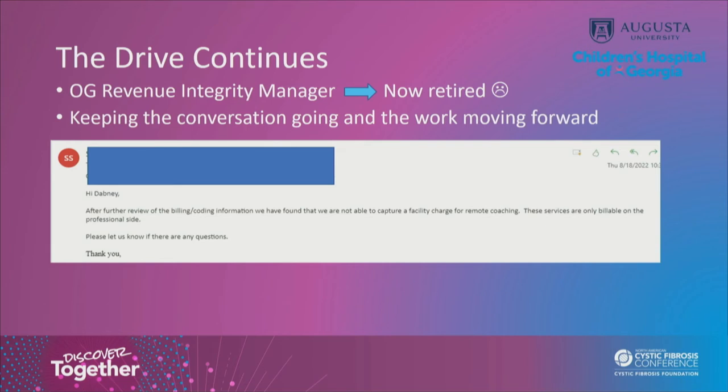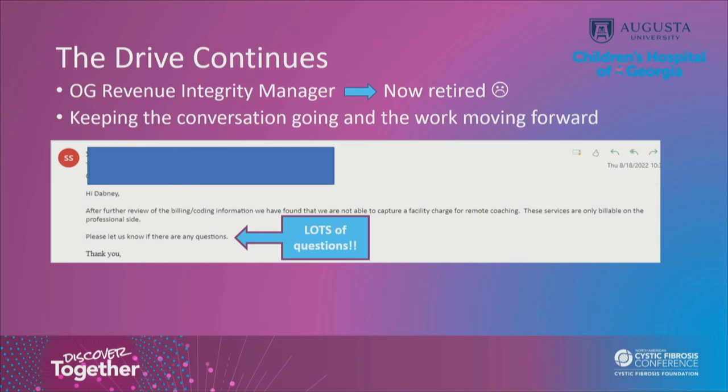In August of this year, I received an email that said, "Hi, Dabney. After further review of the billing and coding information, we have found that we are not able to capture a facility charge for remote coaching. These services are only billable on the professional side. Please let us know if you have any questions." I have lots of questions, lots and lots of questions.